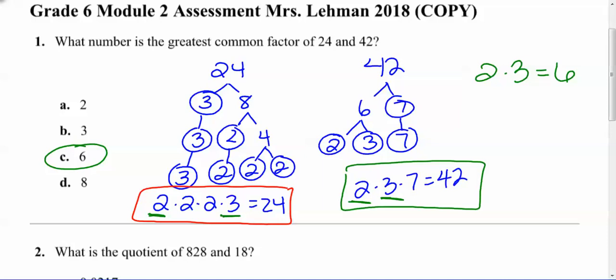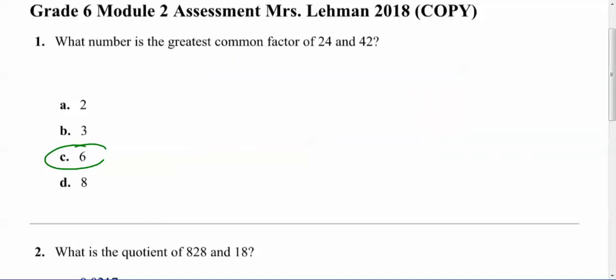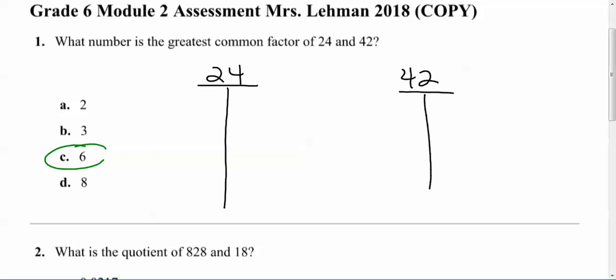Okay, so another option, I'm going to erase this right now to show you another approach. The other approach to this question is making a T-chart of the factors of 24 and 42. So you're going to break these down into multiplication problems. So 1 times 24, 2 times 12, 3 times 8, 4 times 6. Okay, so that is a list of the factors of 24.